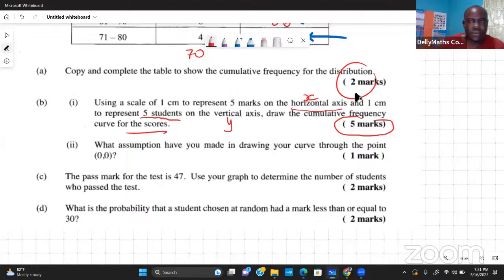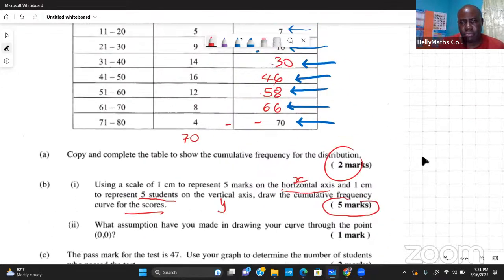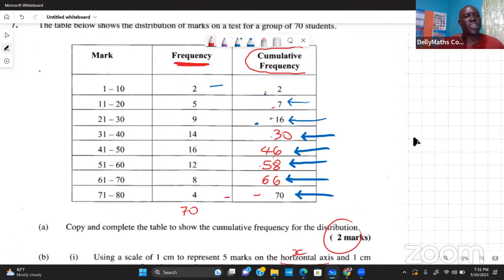Remember that the cumulative frequency curve we're doing is done against the upper boundary. So for the cumulative frequency curve, you're going to need the upper boundary along with the cumulative frequency. Remember, not the frequency, the cumulative frequency. I will highlight it. Look at this. That's what you're using. Upper boundary, work with me.